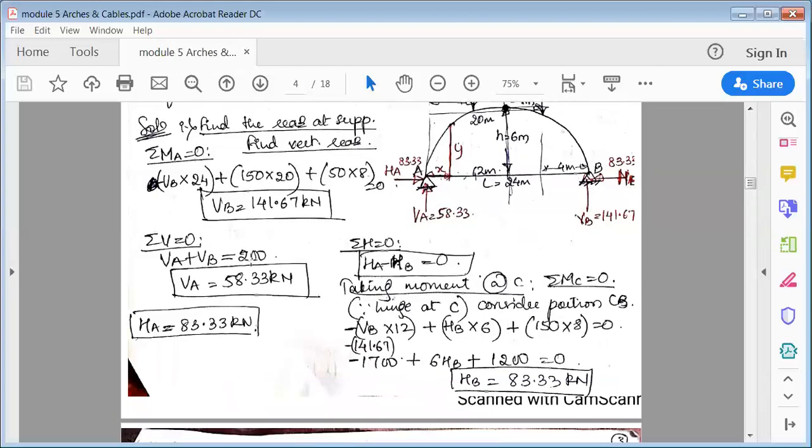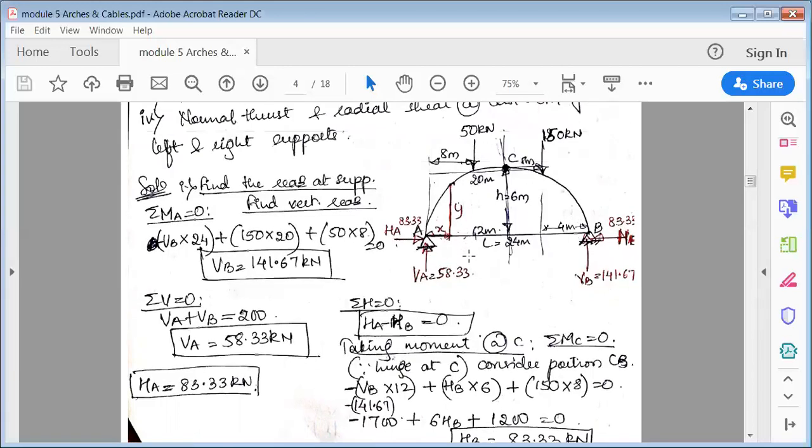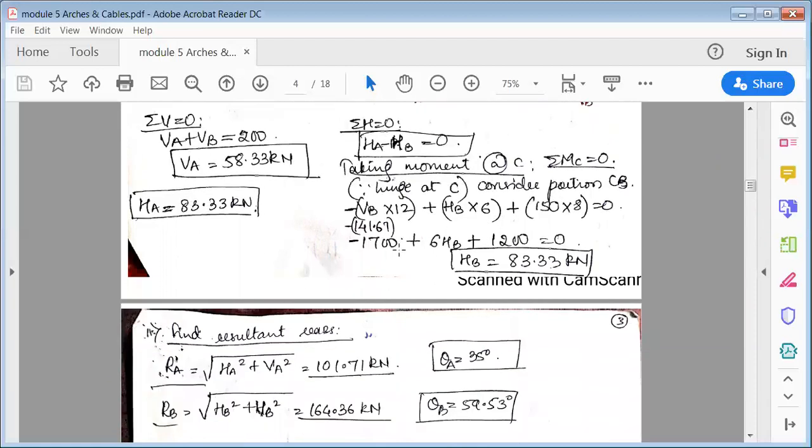So now you have VB, VA, HA, HB. Once you find HB, if you put it back in this equation, you'll get the value of HA. So HA and HB would always be the same, because the left side force should be equal to the right side force. Only then will it be in equilibrium. Vertical forces will be balanced by vertical reactions. The horizontal thrust, as it is called, will be balanced from the left side by the right side. So we found all four unknown reactions.